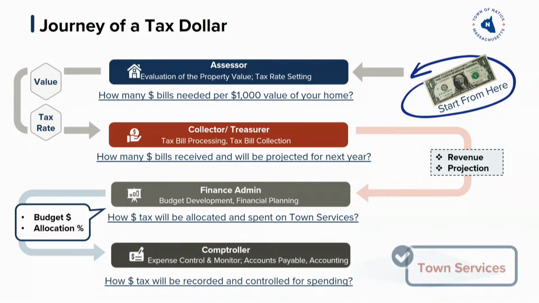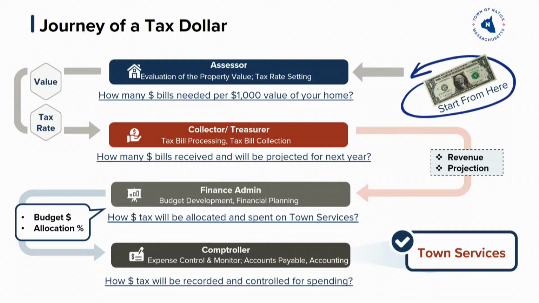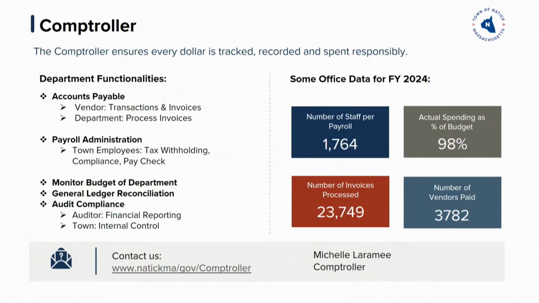So moving on, our last stop here, of course, is the comptroller's office. The comptroller is primarily known for, once you click on the comptroller's slide there, doing the upkeep and maintenance of the general ledger. However, they actually do a number of other different items.